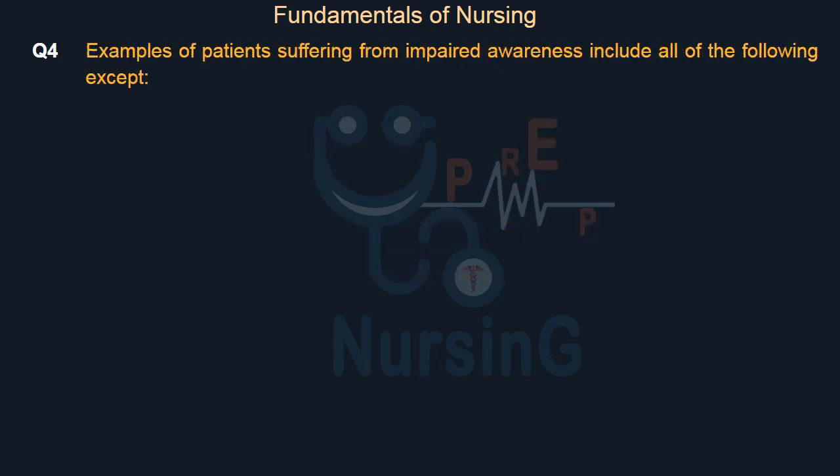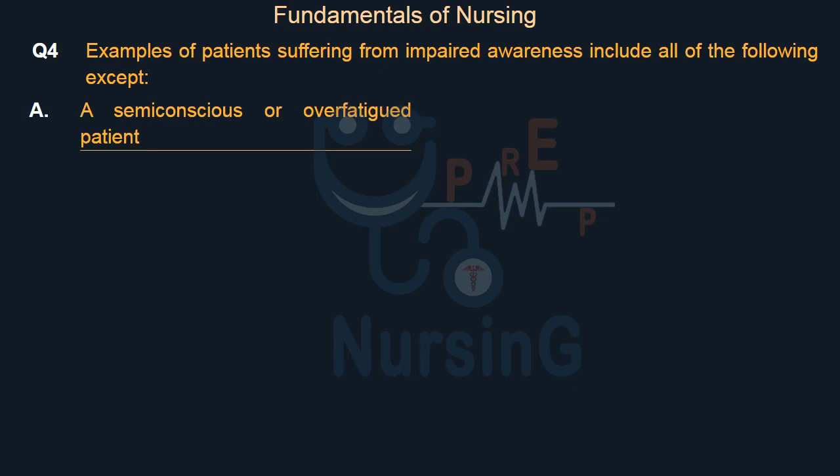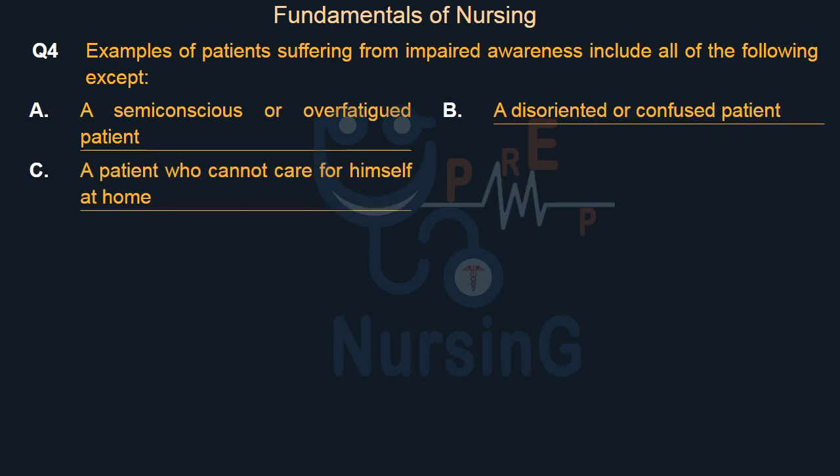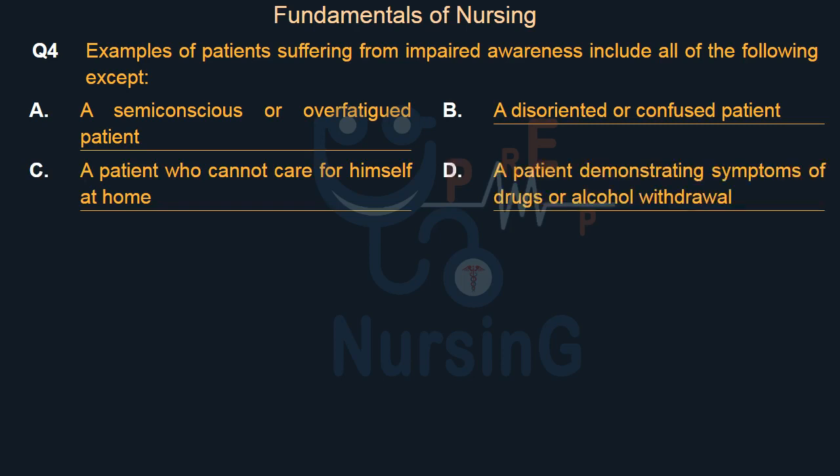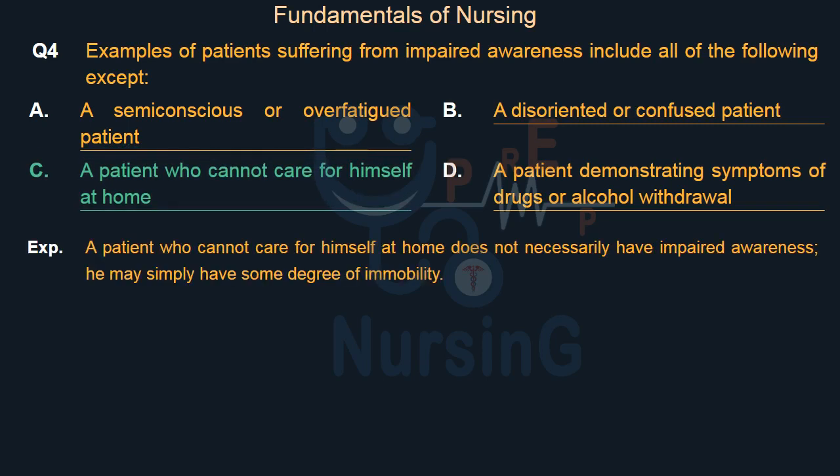Examples of patients suffering from impaired awareness include all of the following except: Option A. A semi-conscious or over-fatigued patient. Option B. A disoriented or confused patient. Option C. A patient who cannot care for himself at home. Option D. A patient demonstrating symptoms of drug or alcohol withdrawal. Right answer is Option C. A patient who cannot care for himself at home does not necessarily have impaired awareness. He may simply have some degree of immobility.